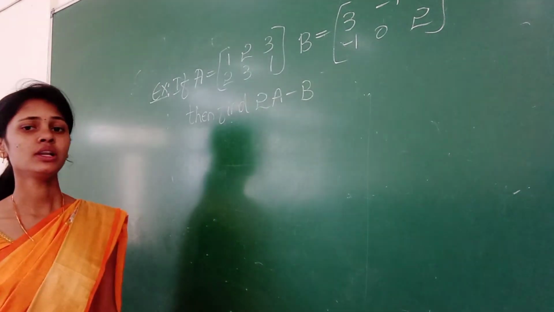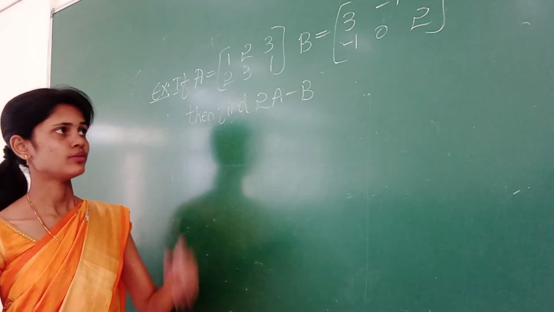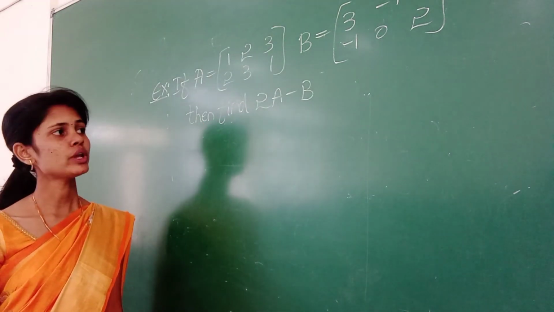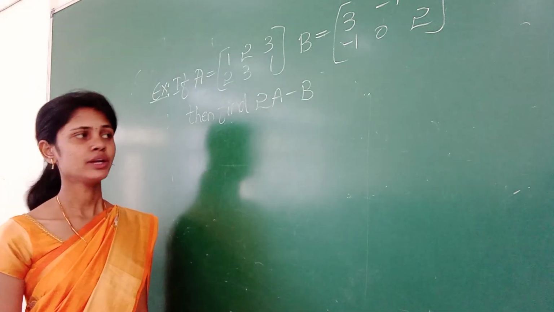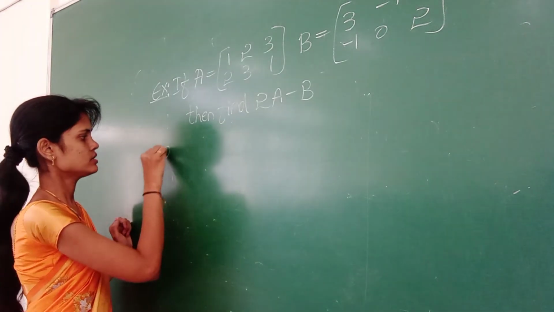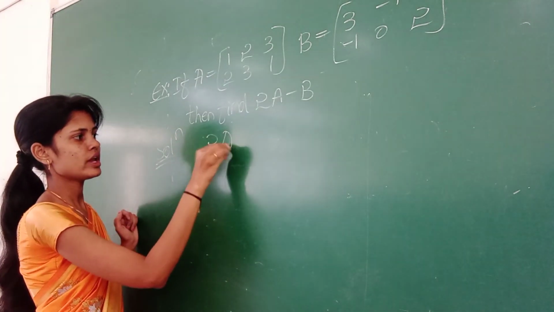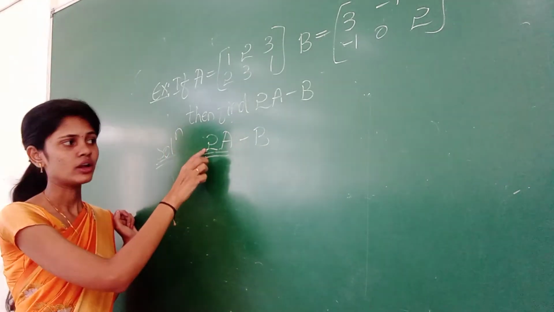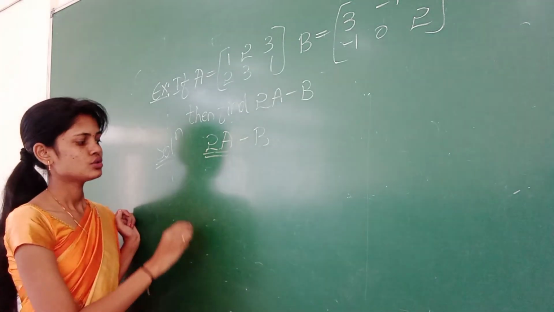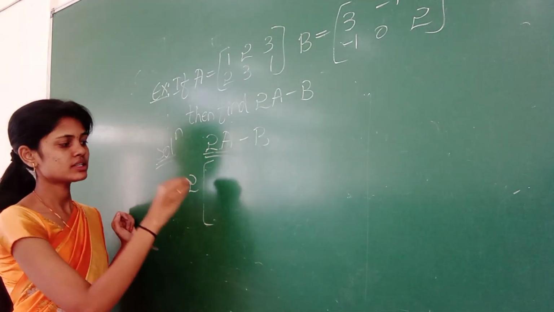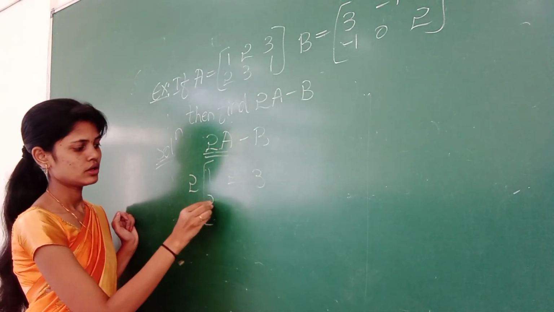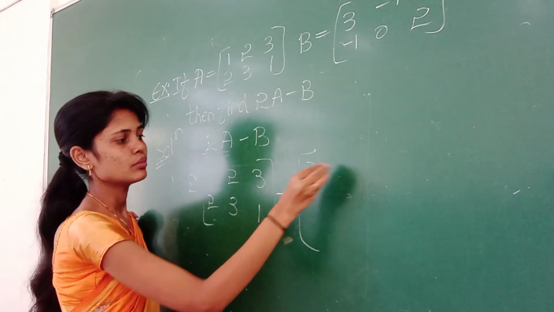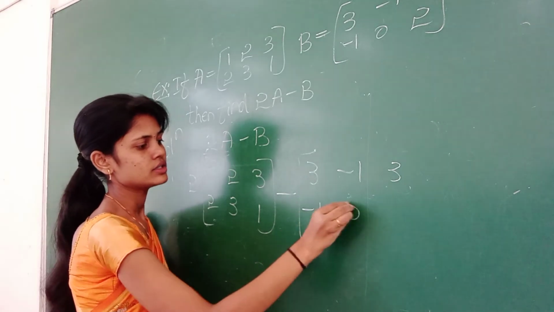Let's see one example. If A is equal to 1, 2, 3, 2, 3, 1 and B is equal to 3, minus 1, 3, minus 1, 0, 2. Then find 2A minus B. So here we have to find out 2A minus B. So the solution is, the given thing is 2A minus B. That means A must be multiplied by the scalar quantity 2 here. Then only we should go for minus B. So 2 into the given matrix A, 1, 2, 3, 2, 3, 1, minus B, which is 3, minus 1, 3, minus 1, 0, 2.